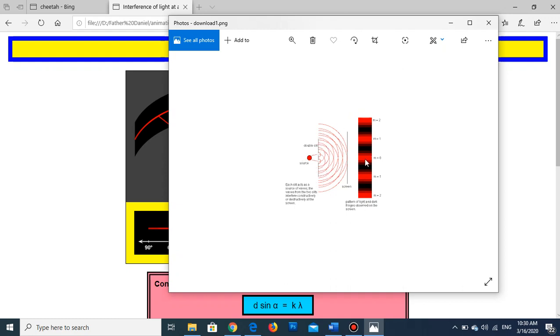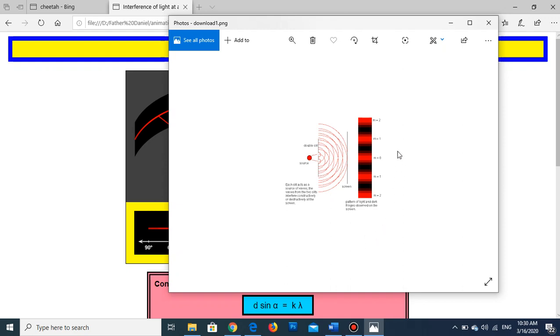Now I can call this fringe the central, then first bright, second bright, also first bright and second bright on the other side, etc. So we don't have a central dark fringe. We have only a central bright fringe. So we call this the first dark fringe, second dark fringe, and here first and second, etc.